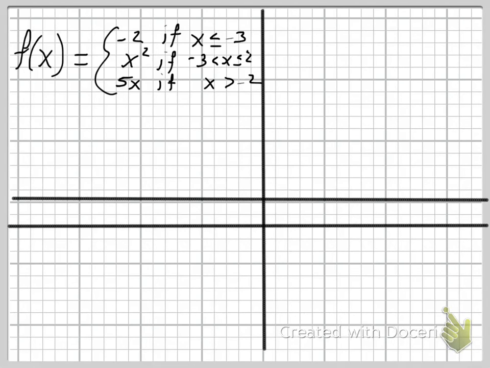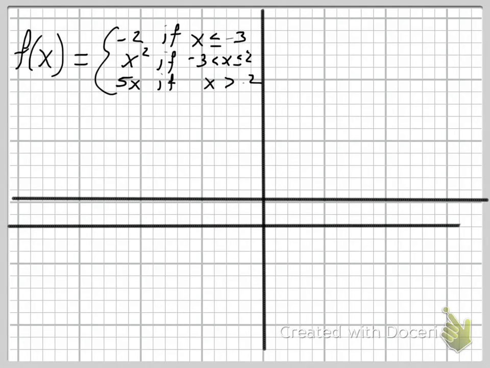Right, we're going to look at two examples of graphing a piecewise defined function. So here we have three pieces to this function. First, it looks like a horizontal line, y equals -2, if x is less than or equal to -3. It looks like the parabola x squared when we're between -3 and 2 on the x-axis. And then we look like the line 5x when x is going to be greater than, should say +2, not -2. Let me make that correction here.